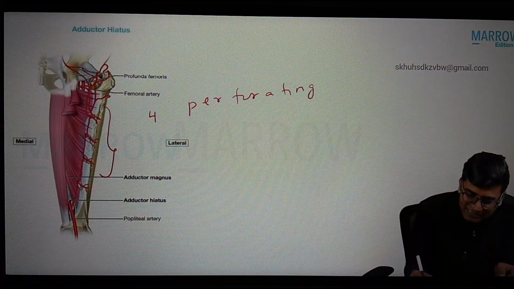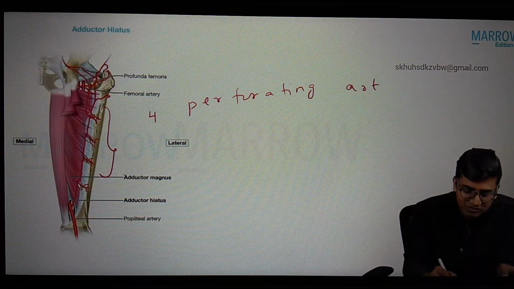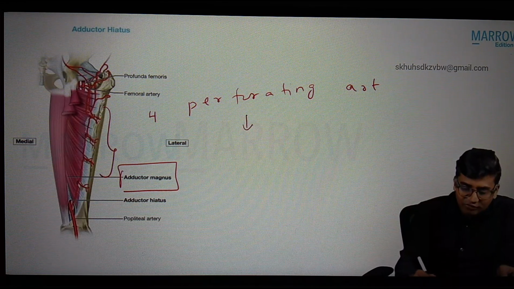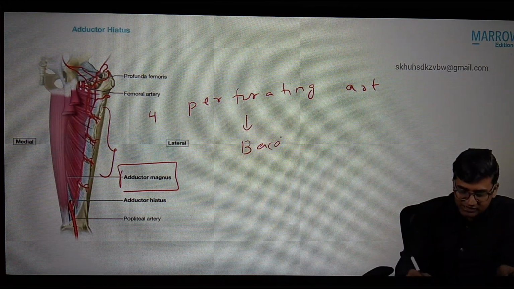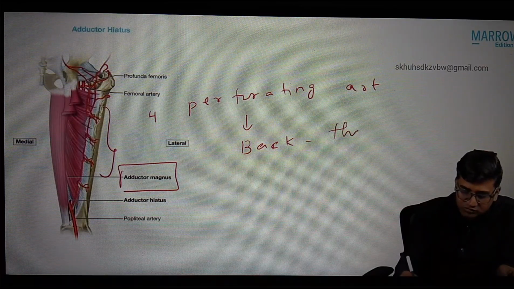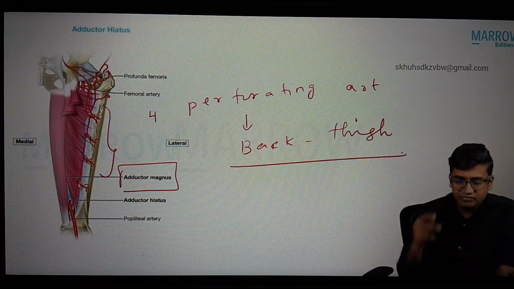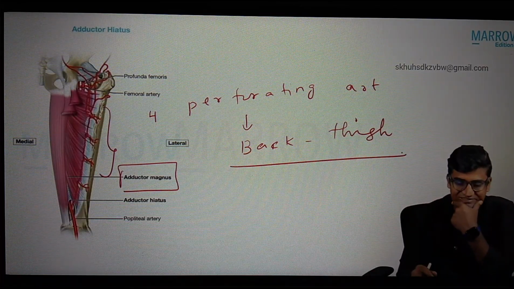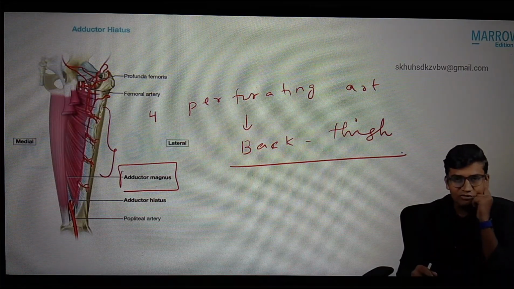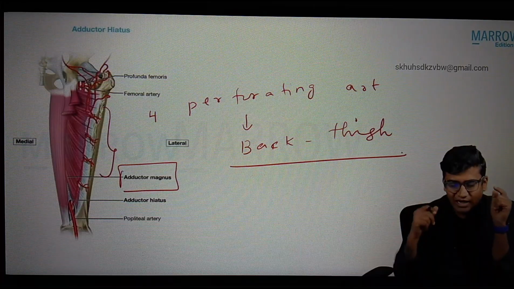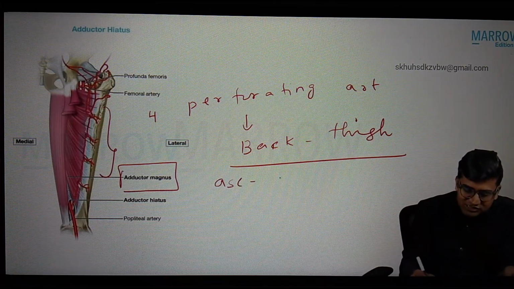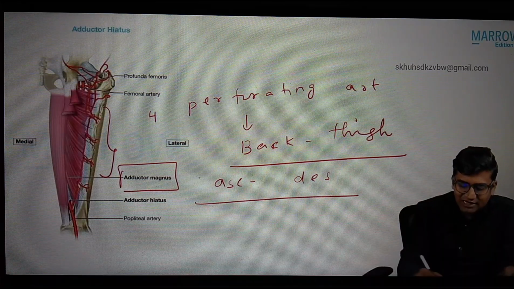Now these perforating arteries, I told you already, perforate one muscle. Which muscle? Adductor magnus muscle, and go to the back of the thigh. The 4 perforating arteries perforate the adductor magnus muscle and go to the back of the thigh. Clear? And in the back of the thigh, each one divides into an ascending branch and a descending branch, and they anastomose with each other.